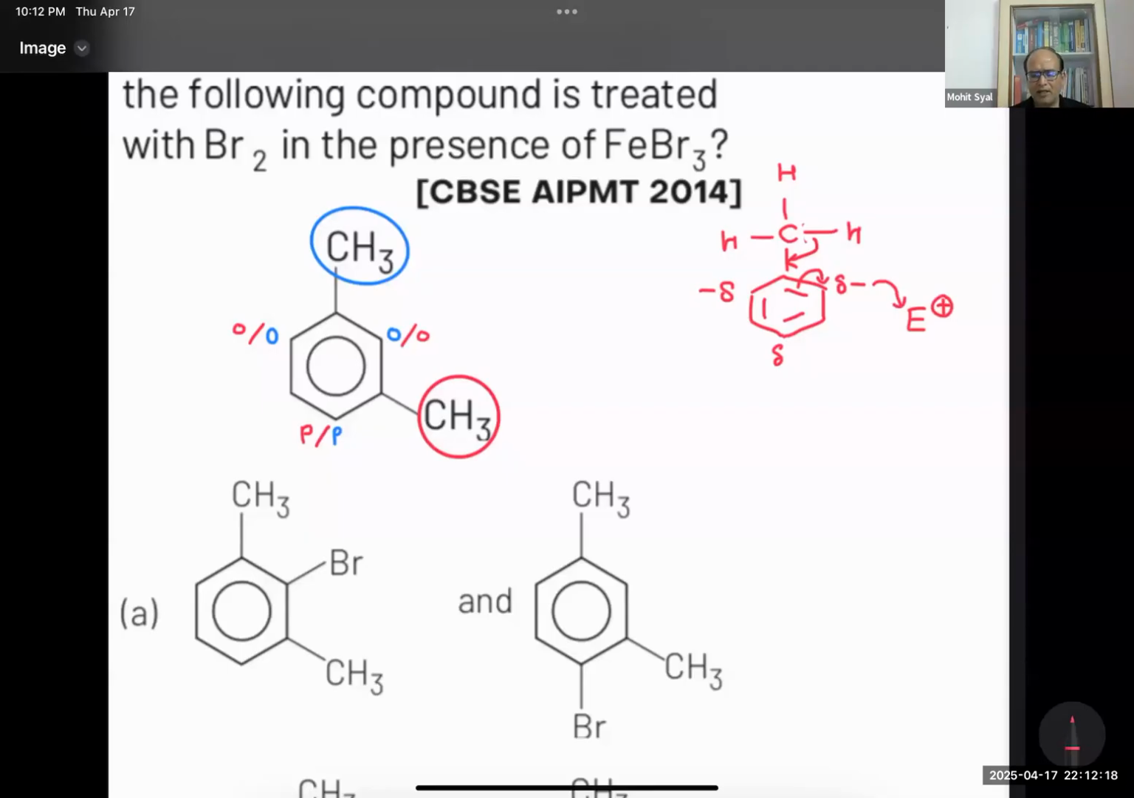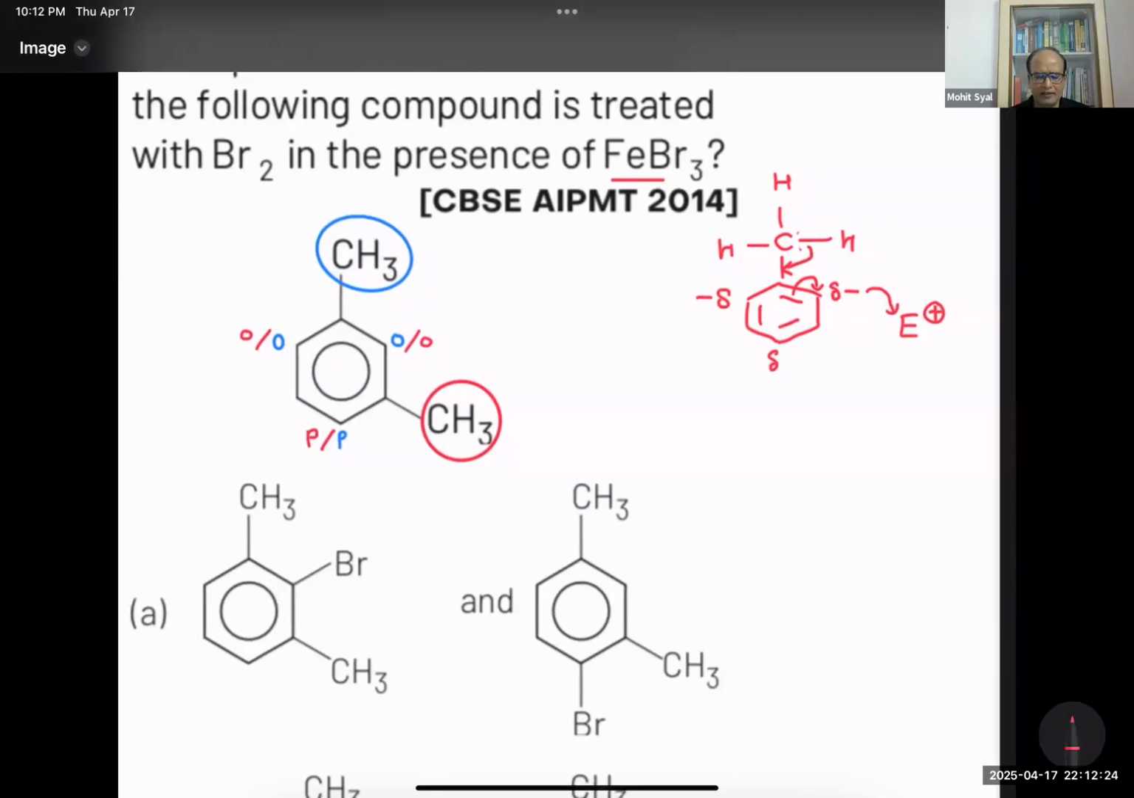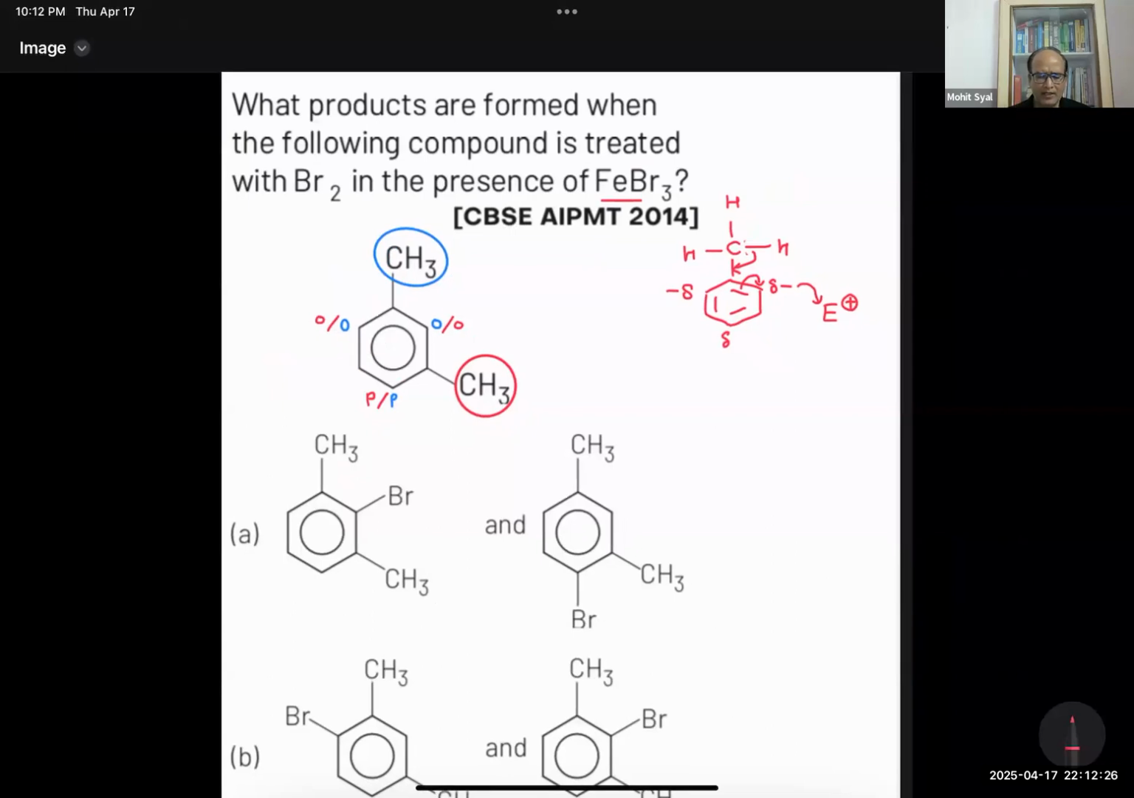And because you took Br plus, the Br plus can get attached easily to the places where you have more negative charge, and these are the places where you have negative charge due to the blue methyl and the red methyl. So both are the same. I just highlighted them in different colors to make you understand. So all three positions are equally electron rich.